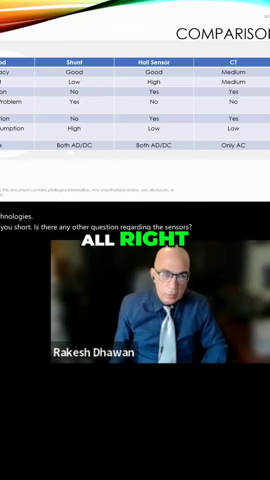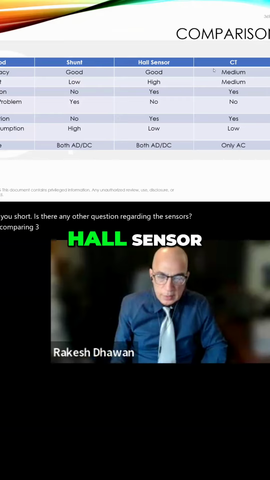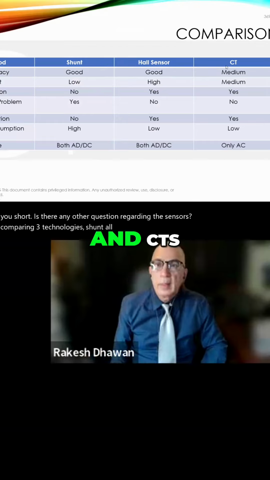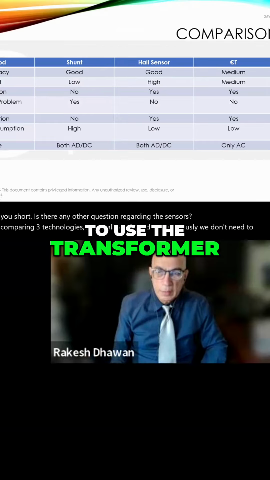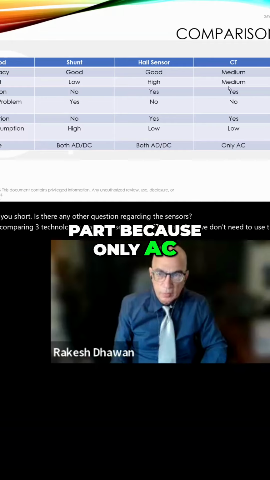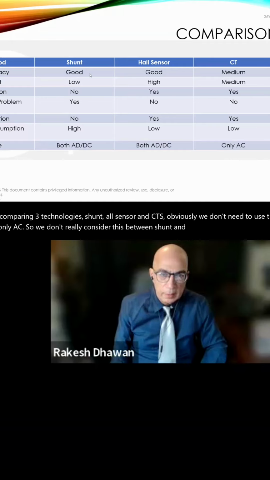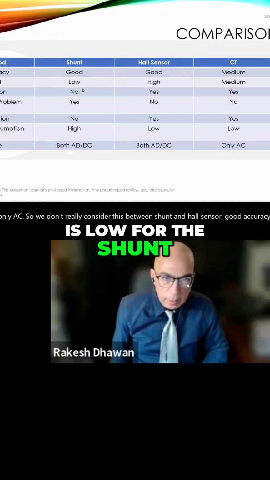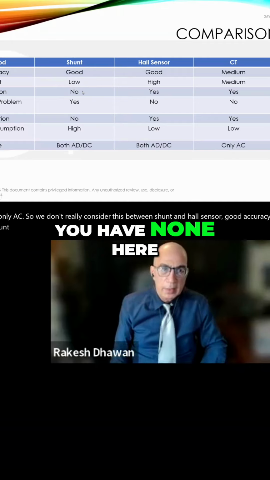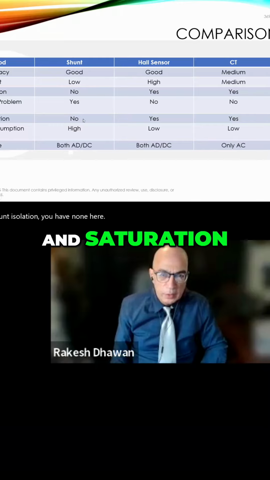Okay. All right. So in terms of comparing three technologies, shunt, Hall sensor, and CTs, obviously we don't need to use the transformer part because it's only AC, so we don't really consider this. Between shunt and Hall sensor, good accuracy, cost obviously is low for the shunt. Isolation, you have none here. DC offset problem, yes. And saturation, no.